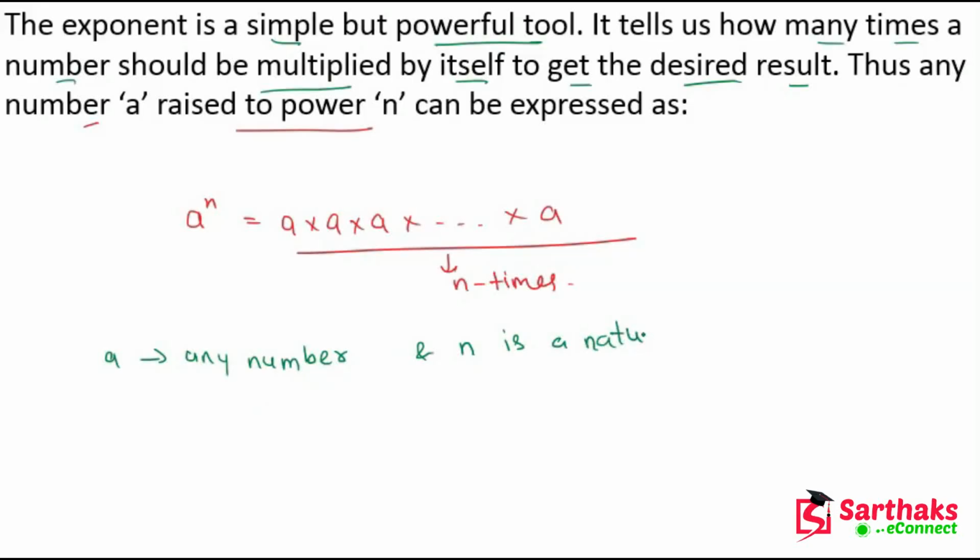If n is 2, then we write a into a 2 times. If n is 4, we write a into a 4 times. If n is 1000, then we have to multiply a 1000 times. Got it? Here a raised to n is also called the nth power.